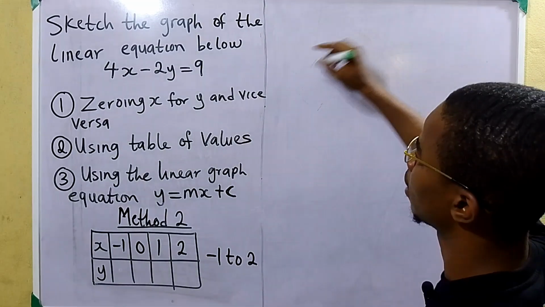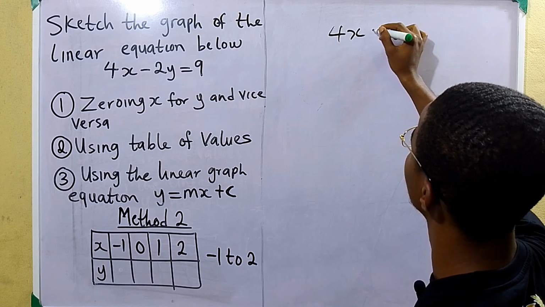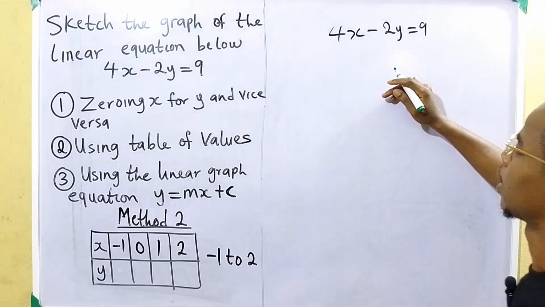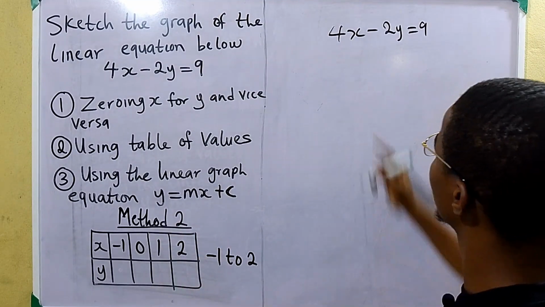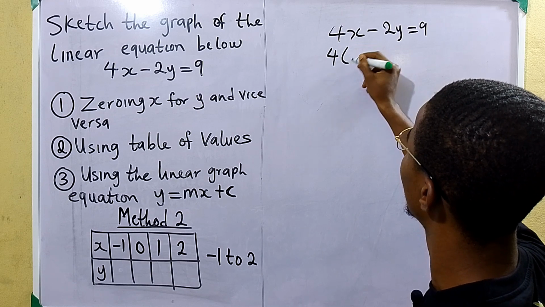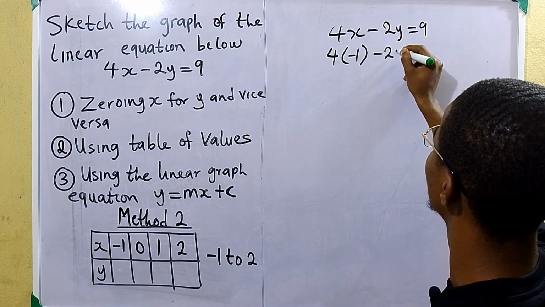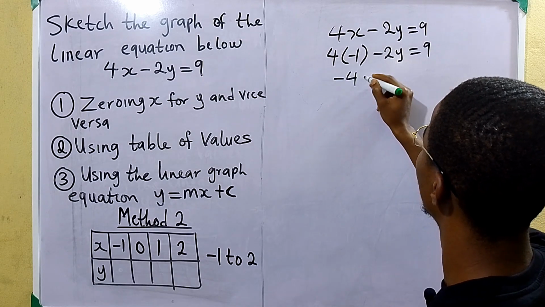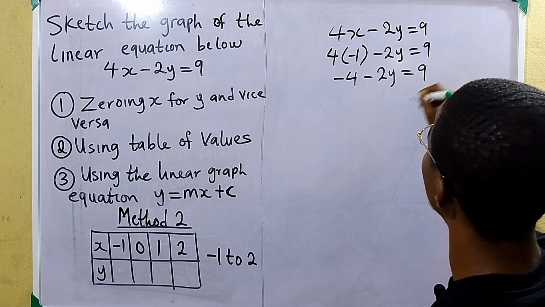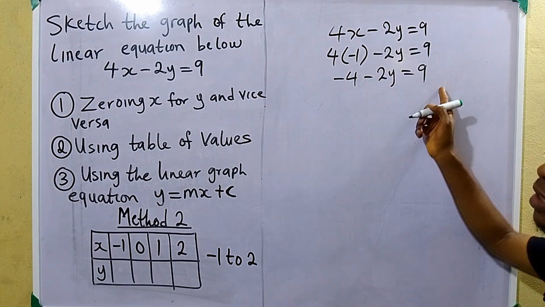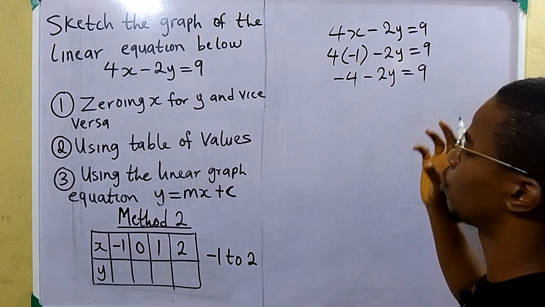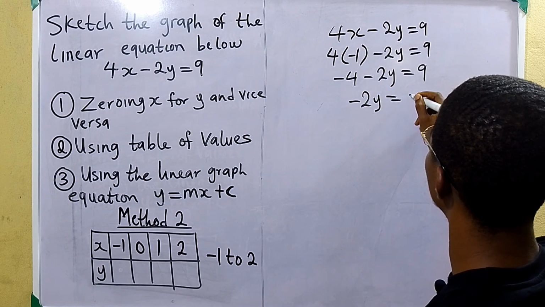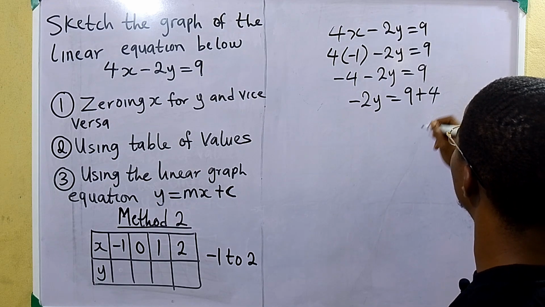So we have our equation here as 4x minus 2y equal to 9. Correct? All right. So we are going for the first value of x, when x is -1. So this becomes 4 times -1 minus 2y equal to 9. 4 times -1 gives us -4 minus 2y equal to 9. The -4 will cross over to meet its kind, and it will become a positive number because here it is negative. So what's left here is -2y equal to 9 plus 4.